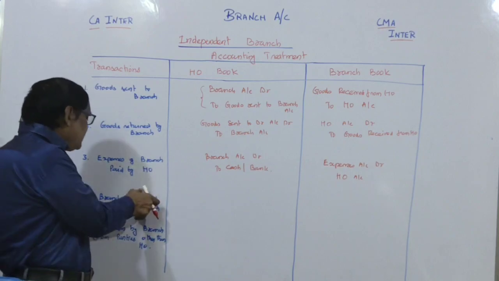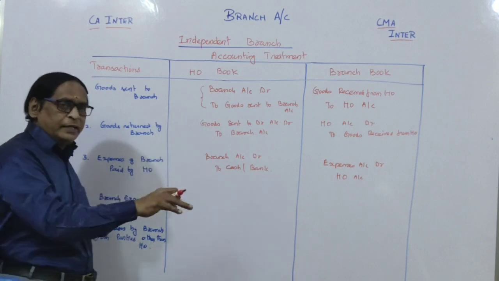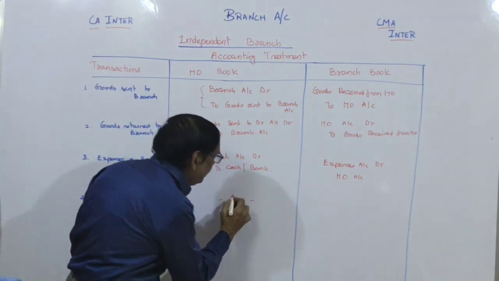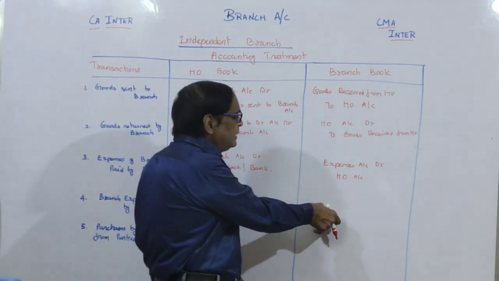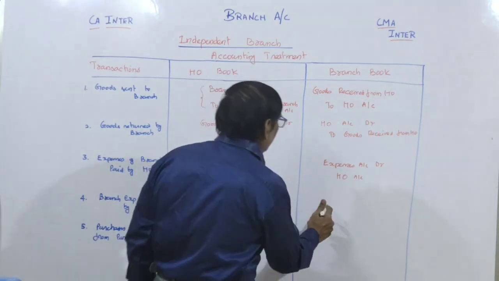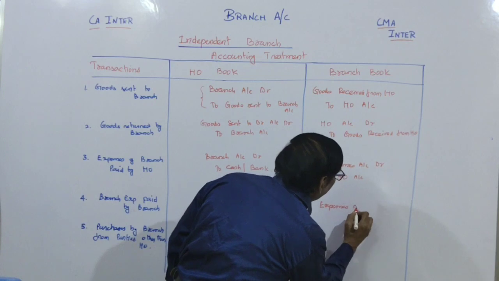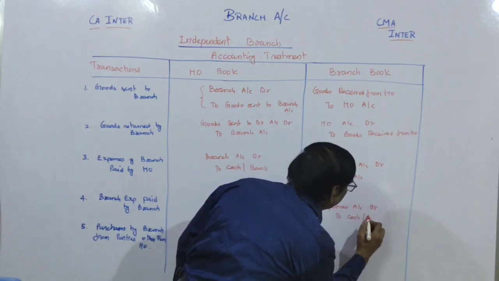And in branch, expenses paid by branch itself. The expenses incurred in branch have been paid by the branch. So there is no entry here. No entry. So the expenses were met out by the branch itself. So the payment has gone, and then expenses account debtor to cash or bank.